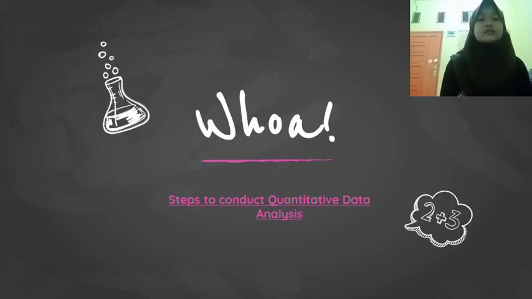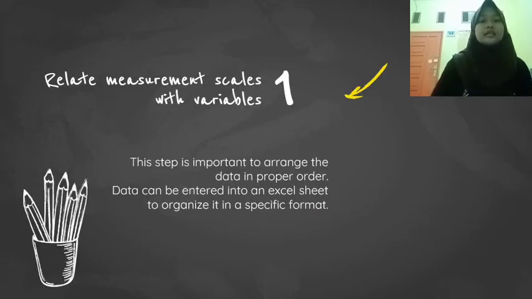Okay, so there are some steps in conducting quantitative data analysis. The first one, relating measurement scales with the variable. So this step is actually the way for us to relate our measurement of the numbers with the variables that we have already set in our research. This step is really important to arrange the data in a proper order.